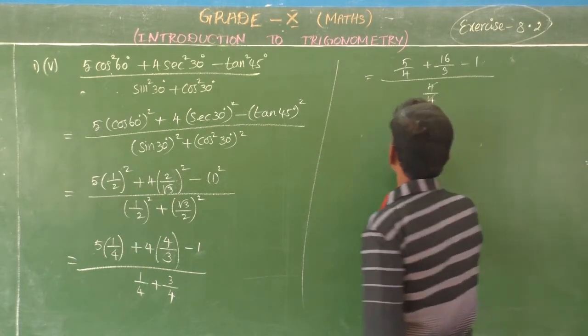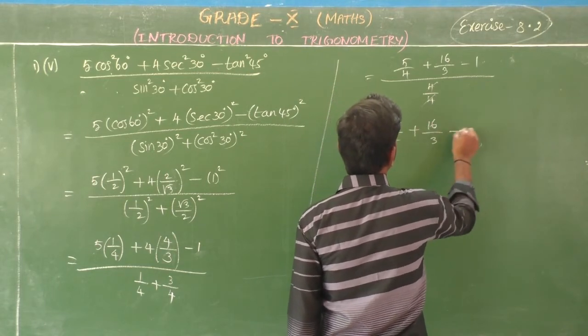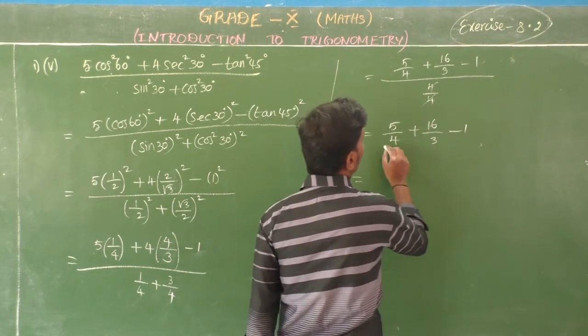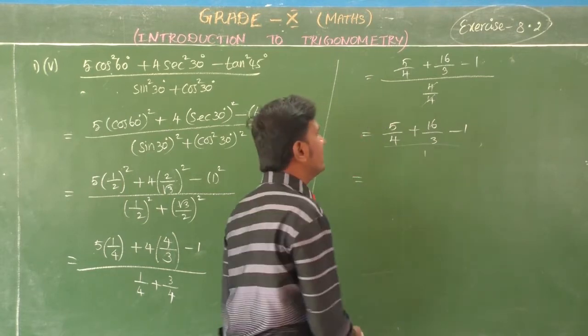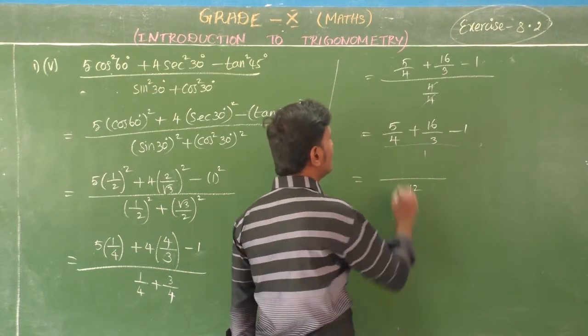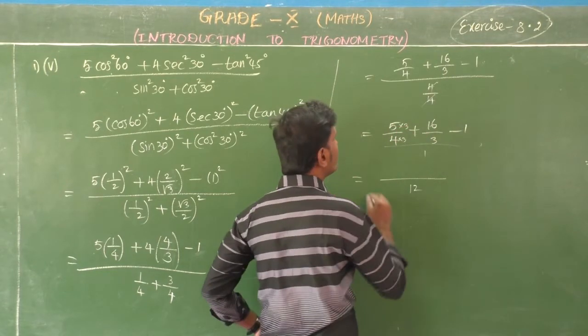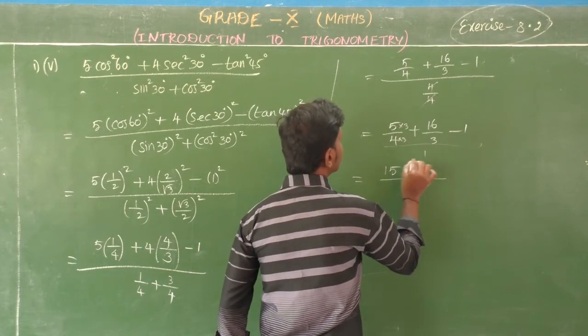Okay, now what is the remaining? 5 by 4 plus 16 by 3 minus 1. Okay, by 1 only is coming, it's no need. Now you have denominators, to take the LCM, that is 12. So for that I am going to multiply 3 on both numerator and denominator to get 5 3s are 15.